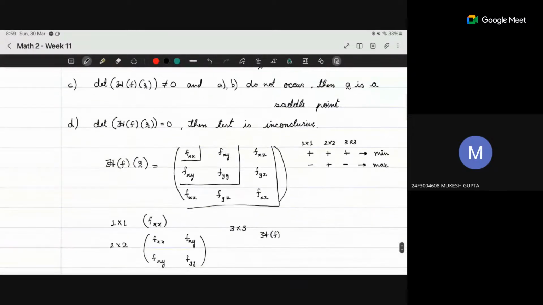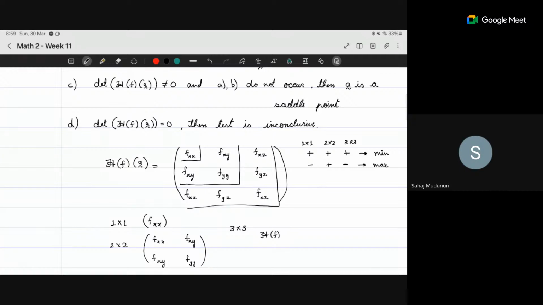So one way to look at it is this: you look at these submatrices, compute their determinants, and look at the pattern of the signs. If you have plus, plus, plus, you have a minimum. If you have minus, plus, minus, it's a maximum. And if you have anything else for which the determinant of the whole thing is non-zero, then it's a saddle point. If the determinant is zero, then the test is inconclusive.